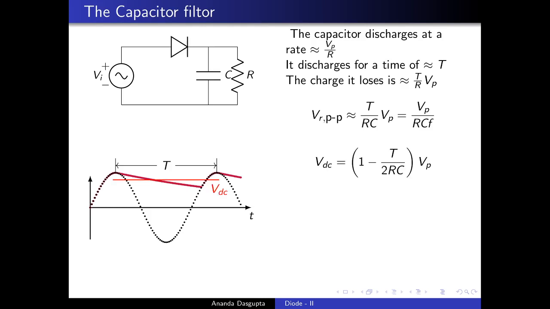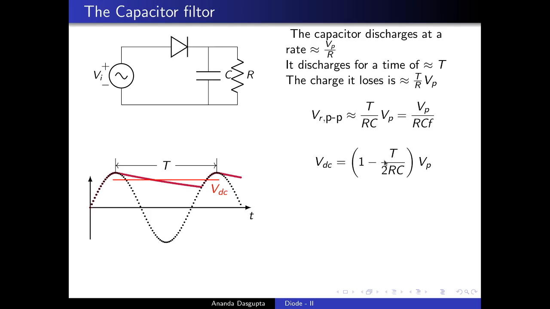Now, what about the average value of the DC voltage? Well, the average value will be, assuming that there's a straight line decrease and assuming that this part hardly counts, which is again true. As long as the filter is good, this will be a straight line decrease and this part will be very small. The average DC value can simply be approximated by the average of the peak and the trough. So it's basically Vp minus half of V ripple peak to peak, and when you use that, you end up with this result.